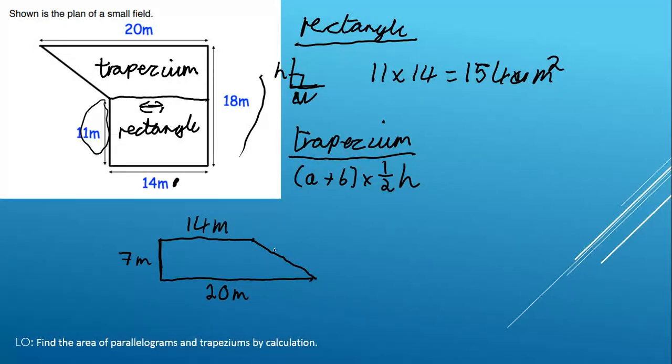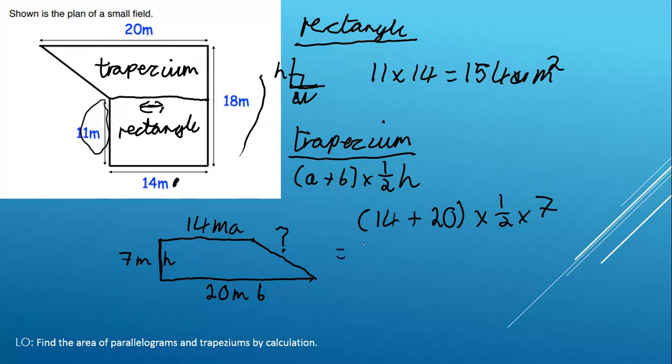And we don't need this length here, so I'm going to put a question mark just because we don't know. But we don't need it to figure out the area, do we? Because we've got everything we need here. We've got our A, we've got our B, and this can be our height. So we can rewrite this as A, or 14, add B, which is 20, multiplied by half, multiplied by the height, which is 7.